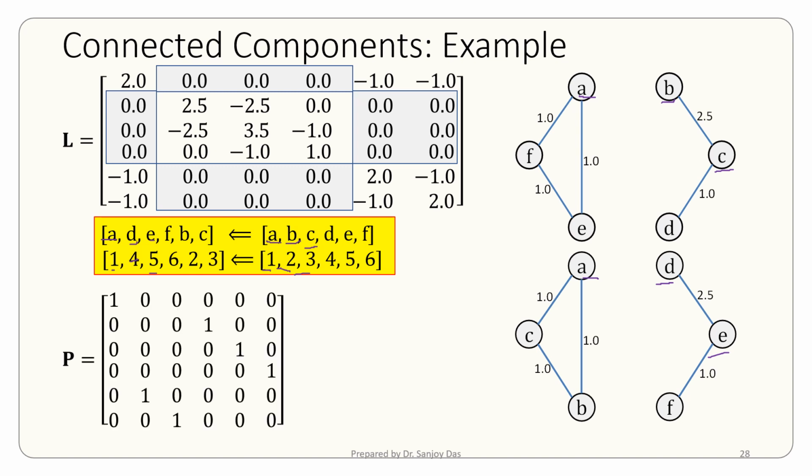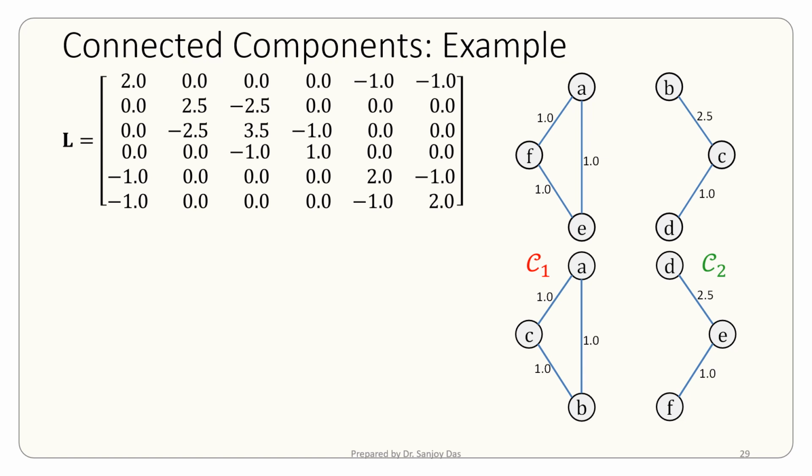So I get this permutation matrix. I have 1 in the first place, so in the first row, I have 1 in the first column. I have 4 in the second place, so in the second row, I have a 1 in the fourth column. I have 5 in the third place, so in the third row, I have a 1 in the fifth column, and so on. And so I get this permutation matrix.